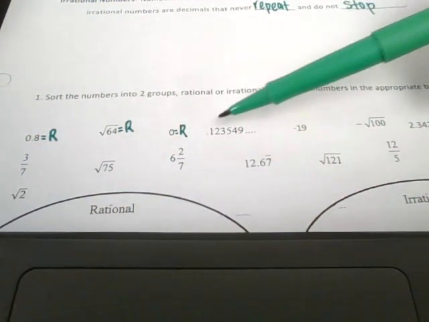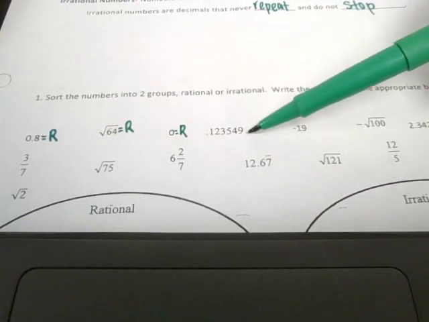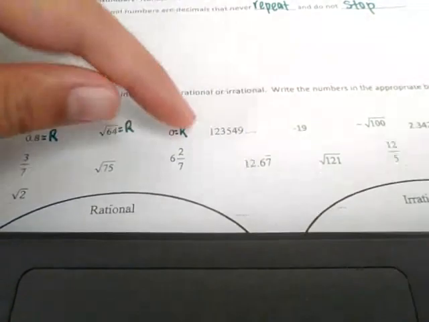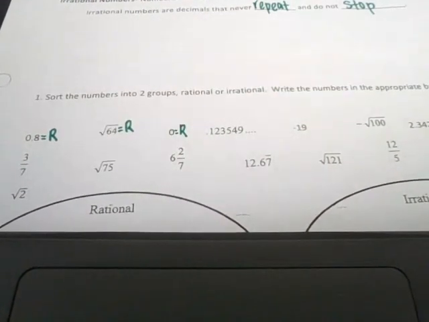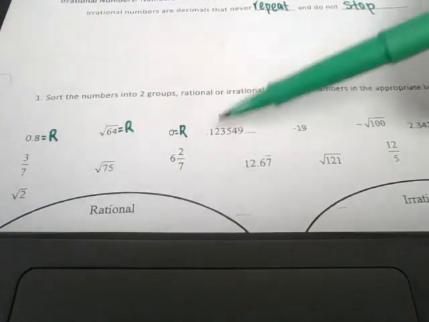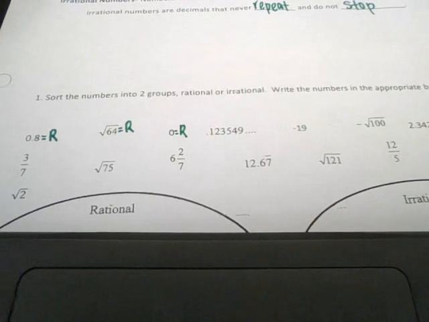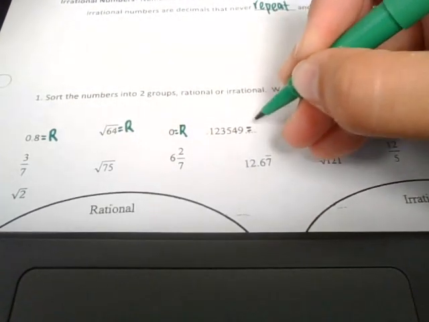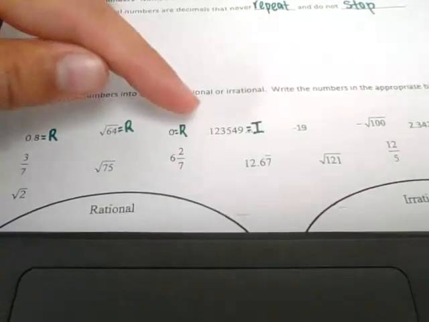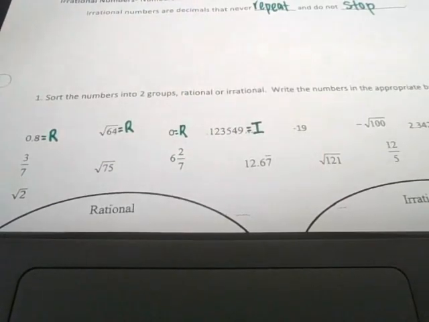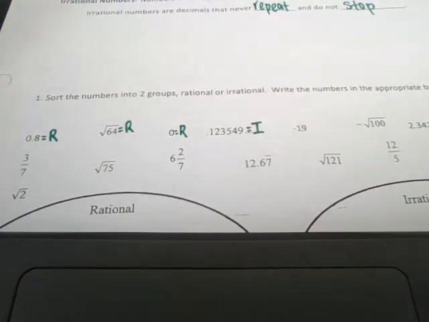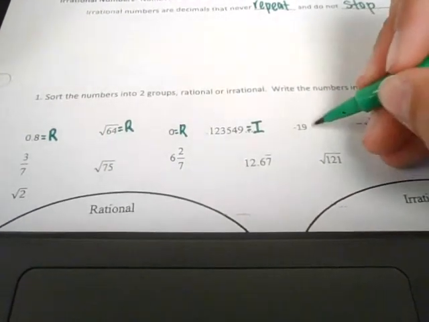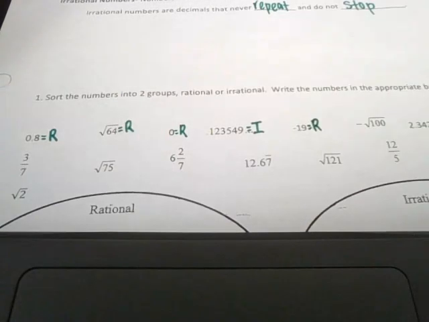Next, we have 0.123549... So it's a decimal that goes on forever. And does it have a pattern? Nope. It does not have a pattern, which means that it doesn't repeat, so that is an irrational number. It's a decimal that does not stop and it never repeats. Next one is negative 19. Hopefully this one's pretty easy. That's a rational number.